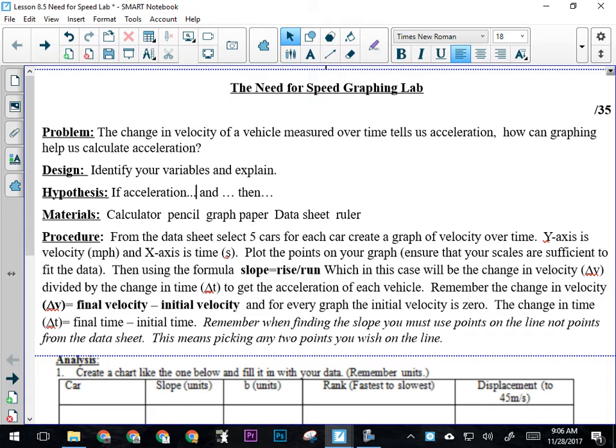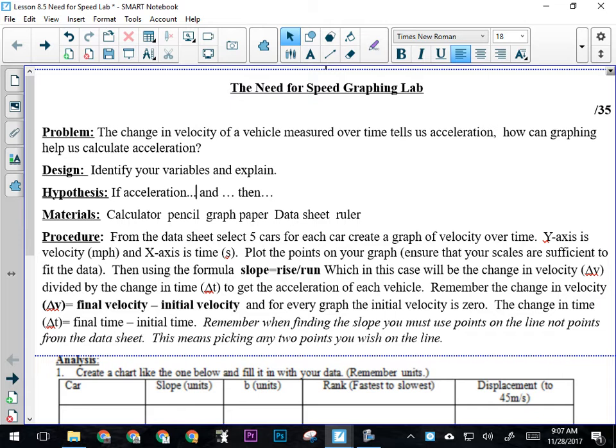Manipulated and responding. Now, the way this lab was actually run, it was backwards, but we're not going to do it that way because we want time on the x-axis so that this works out the way we want it. So you're identifying those variables. You've got two of them right there. You just need to explain them. Don't forget to explain them. Explanation is crucial if you want full marks on your variables, so explain them. I think I said that enough times.